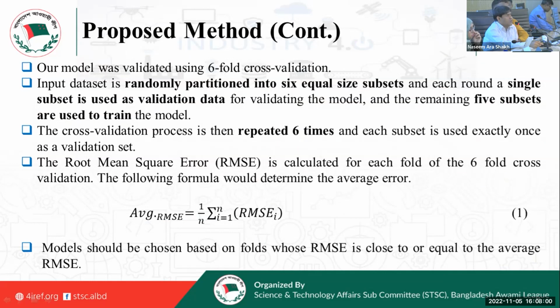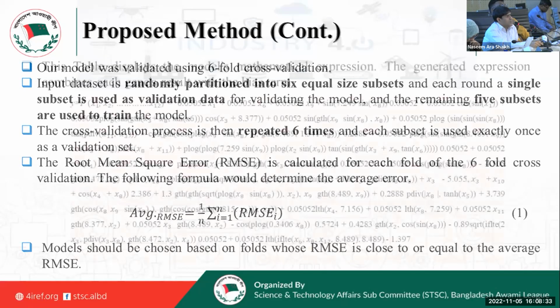For this reason, we apply the six-fold cross validation technique, which randomly partitions the input dataset into 6 subsets, and one is used for validation and the others for training. And in this case, we used a fitness function, and the fitness function is root mean square error, RMSE, and we calculate this error by using this equation.